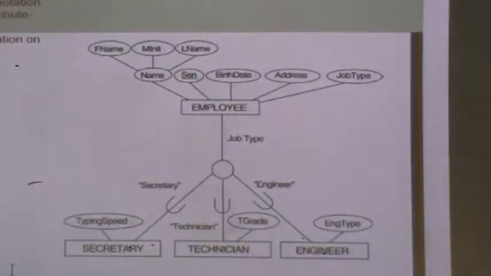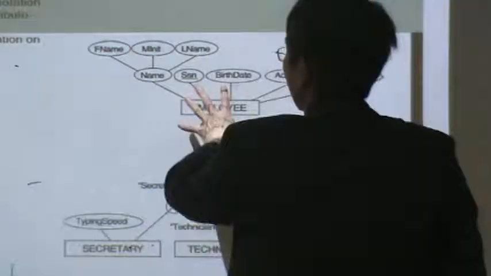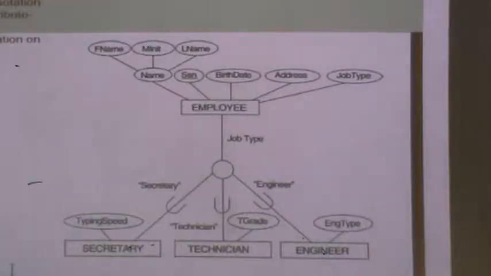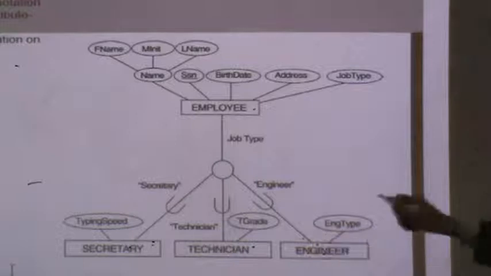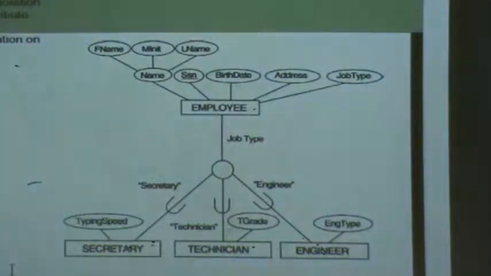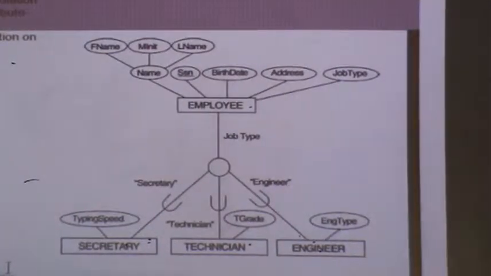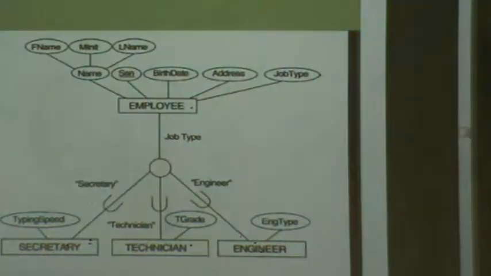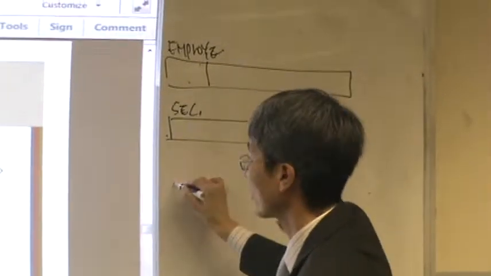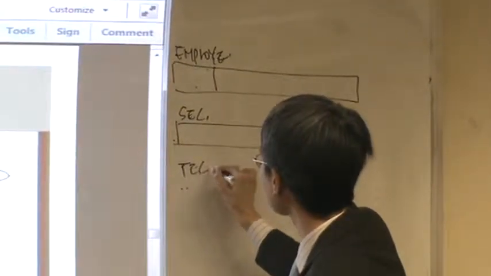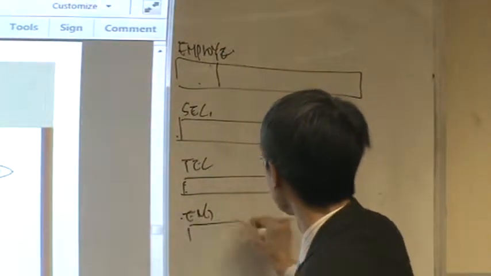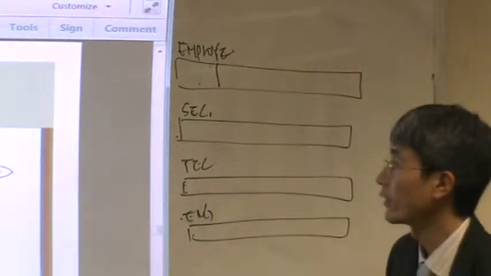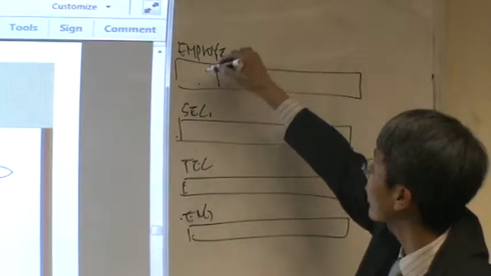Then, using the first option, why don't we convert to this? One relation for each class. So we can create the employee, we can create secretary, we can create technician, we can create engineer. Then, what is the key of employee?